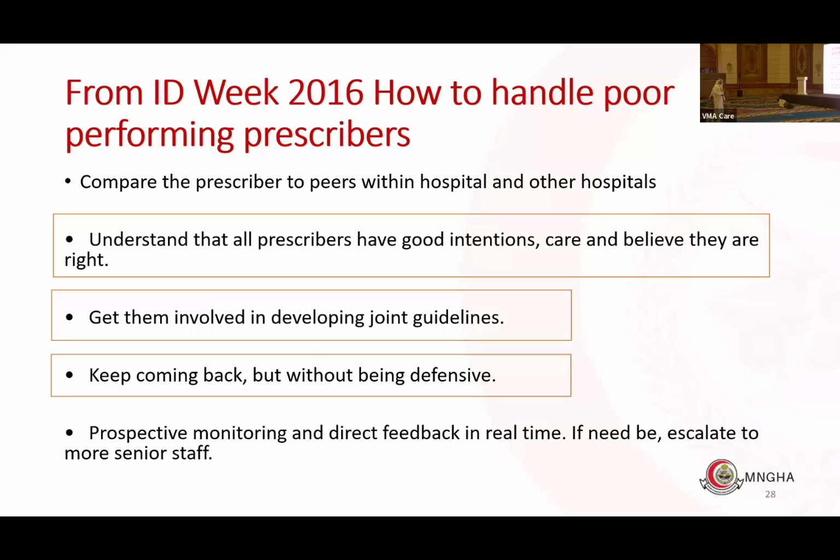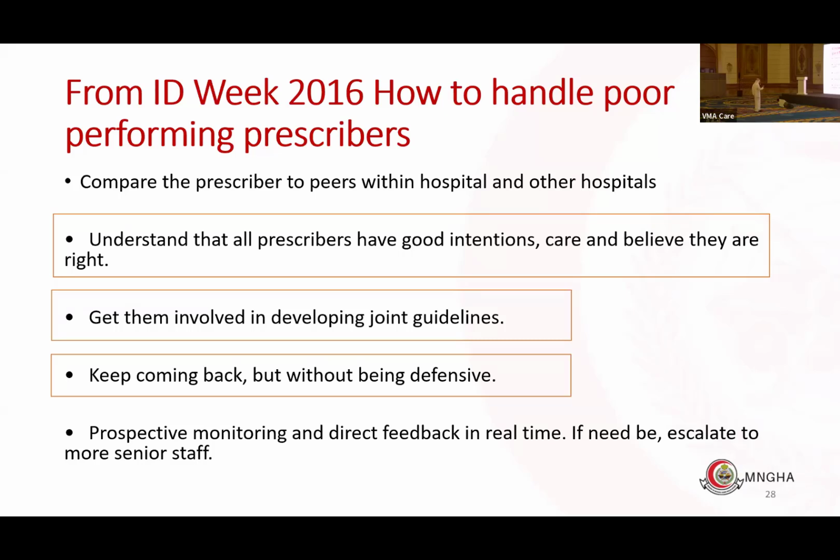So, this is how to handle the poor performing. Number two, understand that all prescribers have good intentions and care. We always find this in the ICU. Our patient is sick and septic, or in oncology, so they want to maximize and use the broad-spectrum antibiotic. So you need to understand that all prescribers have good intentions, care, and believe they are right.